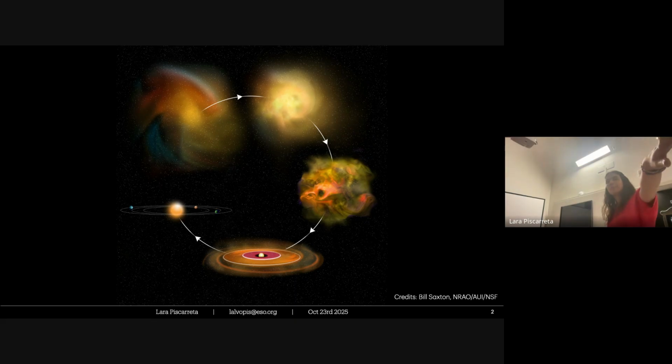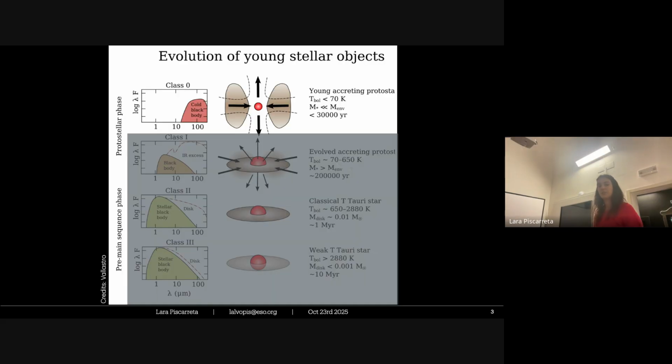So then we will have something like this, where in the center we have a forming young star that is surrounded by what we call a circumstellar disk or a protoplanetary disk. And eventually this disk will dissipate and it will give rise to the planetary systems that we observe today. So within this whole process, there are classical evolutionary stages that have been defined through the different shapes, or I should say slopes, of the spectral energy distribution of these objects.